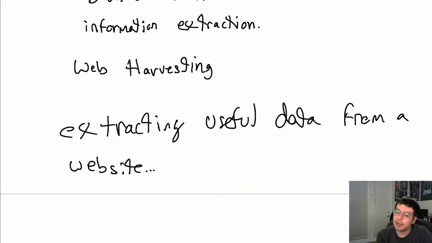By the way, data mining, you'll hear that term used. A lot of the times that could actually include web scraping, because it's a very overarching term that's not really well defined. It's more of a buzzword, really.